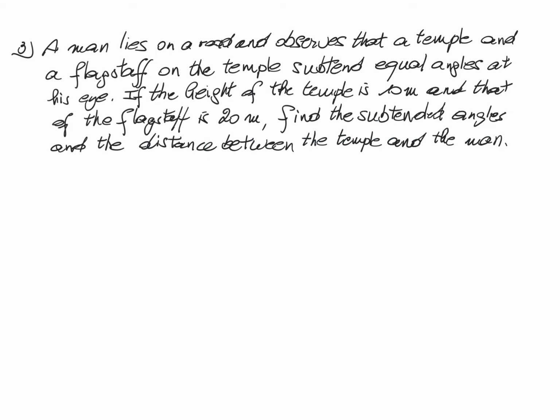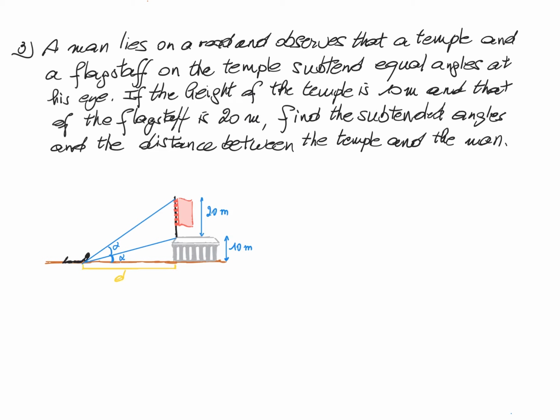In this problem there is a man lying on the road. From where he is lying, in the distance he can see a temple, and on top of the temple a flagstaff. From his point of view, the subtended angles are the same. Let's call that angle alpha. The other things we know is the height of the temple, which is 10 meters, and the height of the flagstaff, which is 20 meters. Call the distance between the man and the base of the temple D.